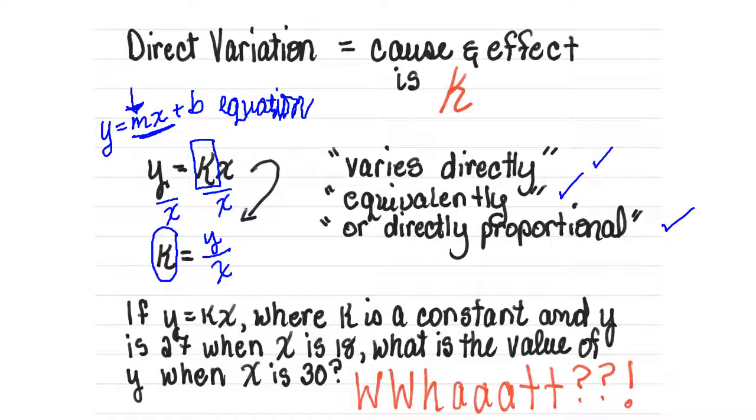If y equals kx, where k is a constant and y is 27 when x is 18, what is the value of y when x is 30? And you're going, what? It's a word problem, guys. In fact, it's one of the better types of these word problems because they can get a little scientific in here. And what I like about this is that it has basic numbers.